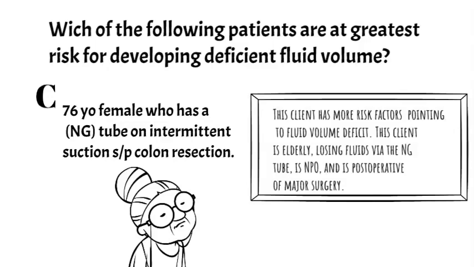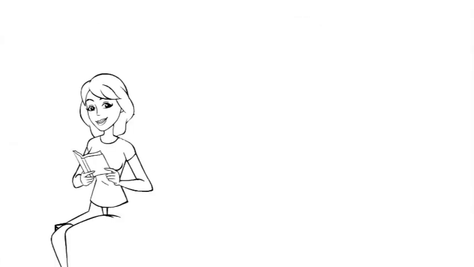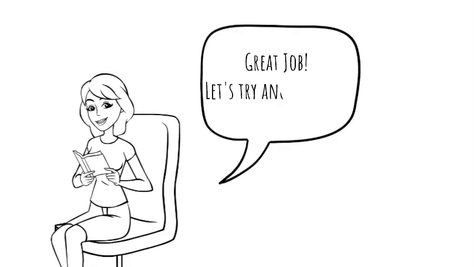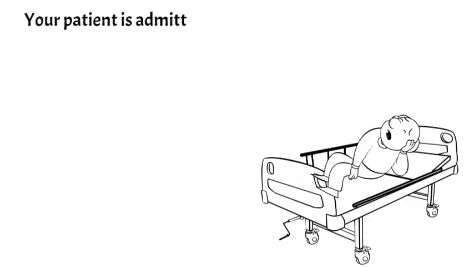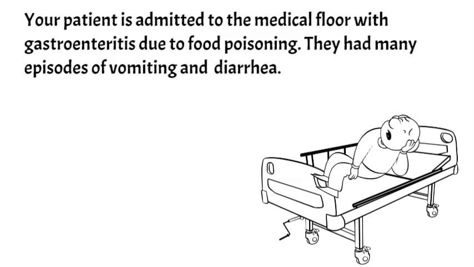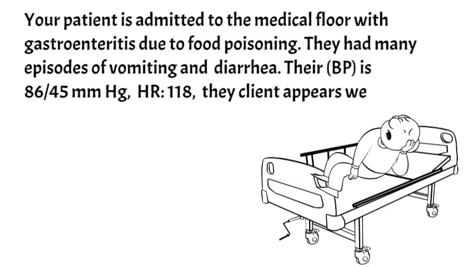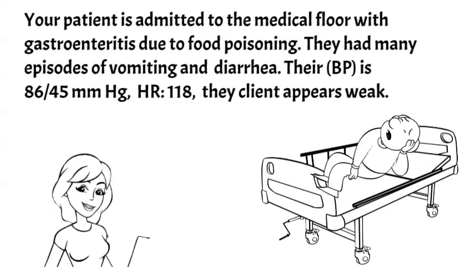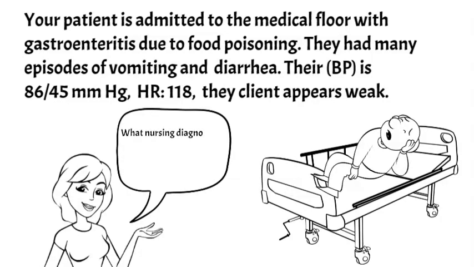Let's try another example. Your patient is admitted to the medical floor with gastroenteritis due to food poisoning. He had many episodes of vomiting and diarrhea. His blood pressure is 86/45, his heart rate is 118 beats per minute, and the client is feeling weak. What nursing diagnosis is priority for this patient?